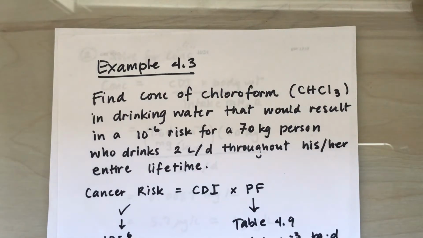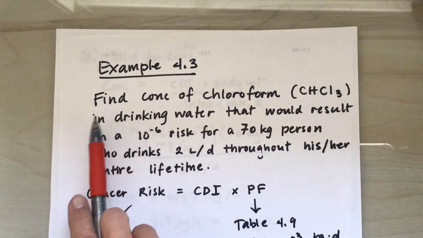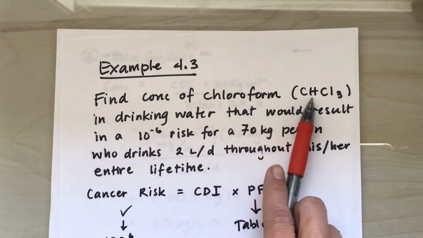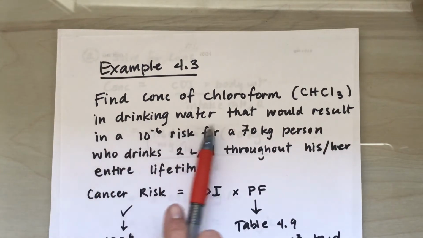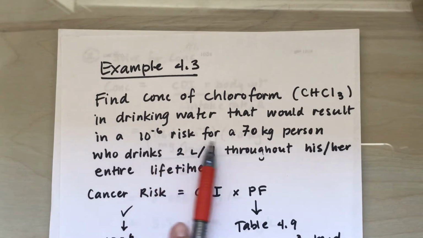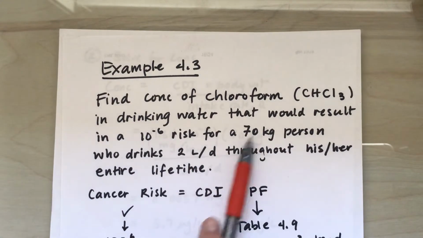We're going to go through example 4.3 now. This is in your textbook. It's asking to find the concentration of chloroform, which is a carcinogen, CHCl3, in drinking water that would result in a 1 in a million risk for an average person, a 70 kilogram adult, who drinks 2 liters per day throughout his or her entire lifetime. Okay, so these are kind of standard values.